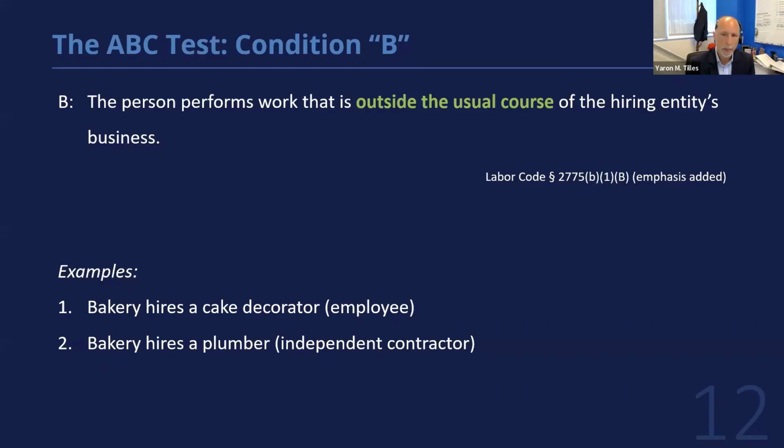some industries. Some examples quickly would be that a bakery that hires cake decorators to work on its customized cakes on a regular basis would be hiring employees, whereas that bakery that hires a plumber to repair a leak in the store's bathroom would be hiring an independent contractor.